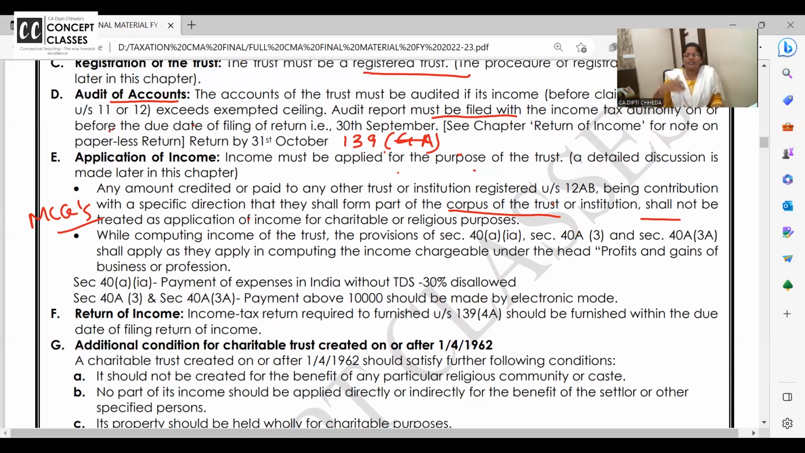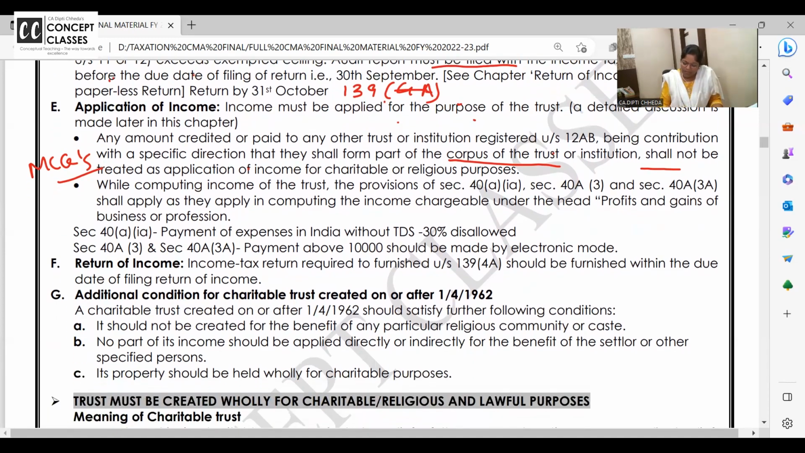Can one trust give donation to another trust? Yes. Is it taken as applied? Yes. But it has to be voluntary. If it is corpus donation, it's not allowed. While computing income of trust, the provisions of 40A(ia), 40A(3) you need to take care of.